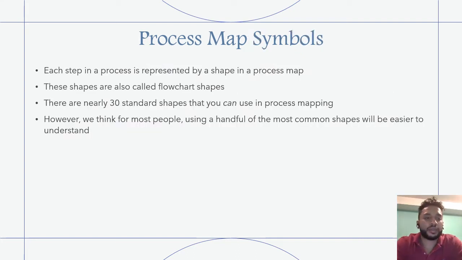So, process map symbols. There are always symbols in a process map. You saw there was a circle and squares and arrows and stuff like that. Each step in a process is represented by a shape in a process map. These shapes are also called flowchart shapes. There are nearly 30 standard shapes that you can use in process mapping. However, we think for most people, using a handful of the most common shapes will be easier to understand, which is why in this course we'll only be discussing the basics.